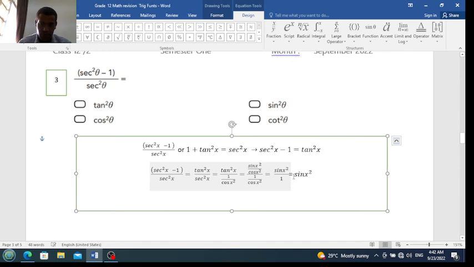So, there is also another method you can use. You can use like that. Sec square divided by sec square is 1. Okay, I will just use another method. Method number 2. Copy. This is the first method. First method.